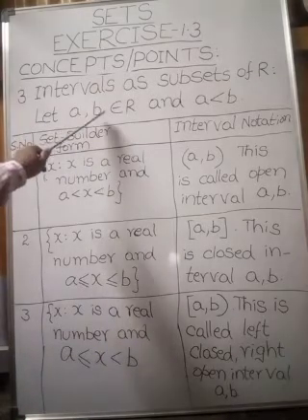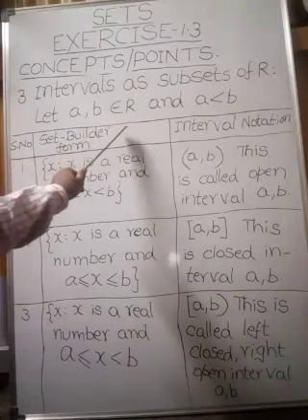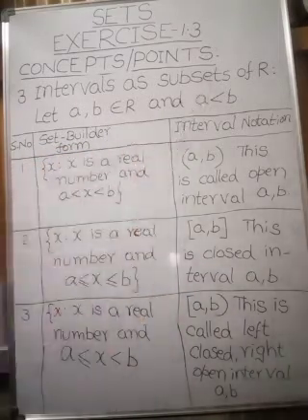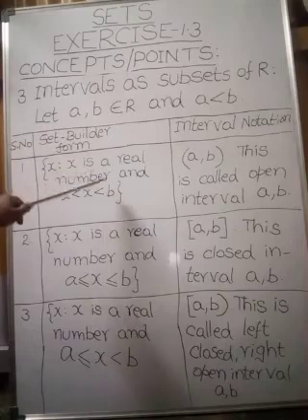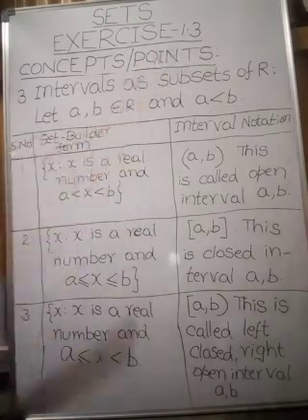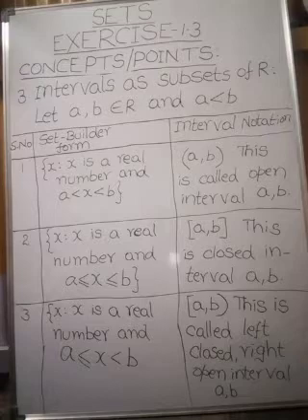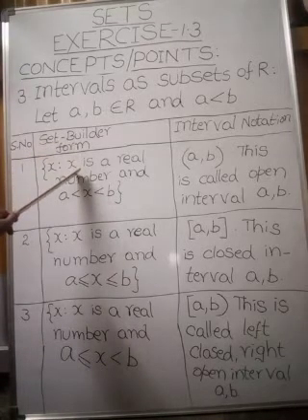Let a and b belong to R, means a and b are two real numbers and a is less than b. a is a small number and b is a bigger number. Now, different types of intervals. These are all subsets of the set of real numbers. Okay, my dear children.